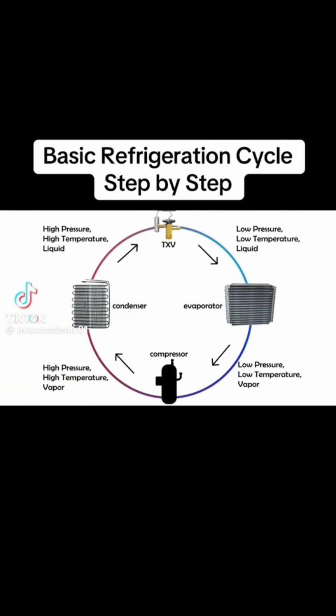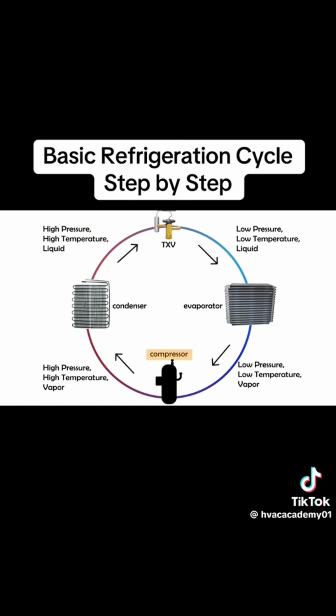Refrigeration cycle has four main components. Two of them are responsible for changing the pressure of the refrigerant, and the other two are heat exchangers that either absorb or release heat. Let's list them: compressor, condenser, TXV, evaporator. These four components form a continuous loop, and the refrigerant flows through them in a closed cycle.